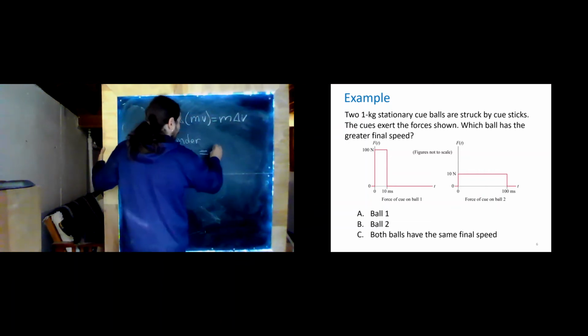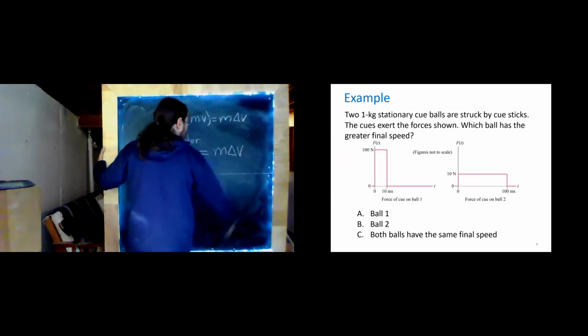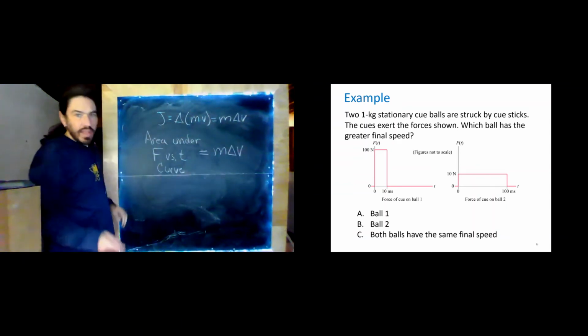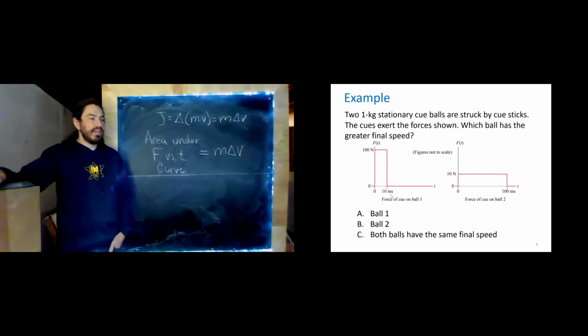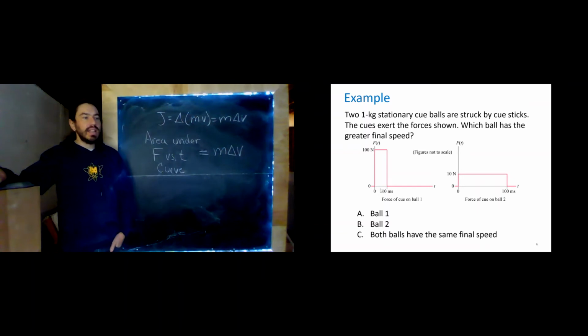And that equals m times my change in velocity. So let's compare the area under the curve. Here we have 10 milliseconds, right? These are rectangles, so area is base times height. 10 milliseconds times 100 newtons gives us something that's like 1,000 newton milliseconds.